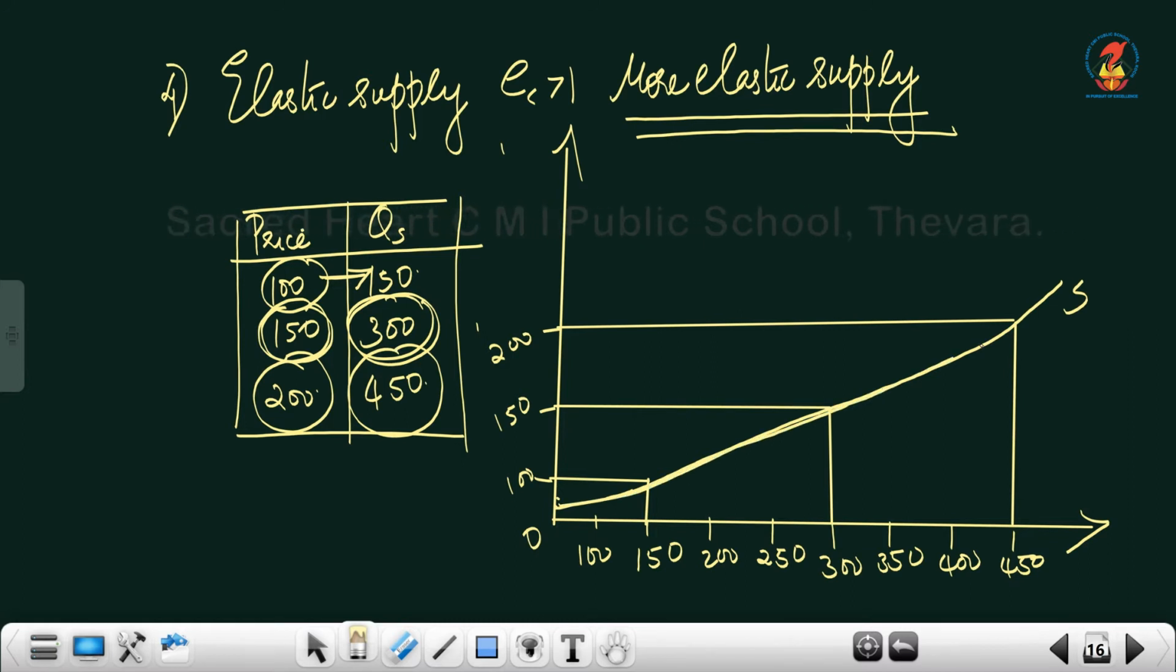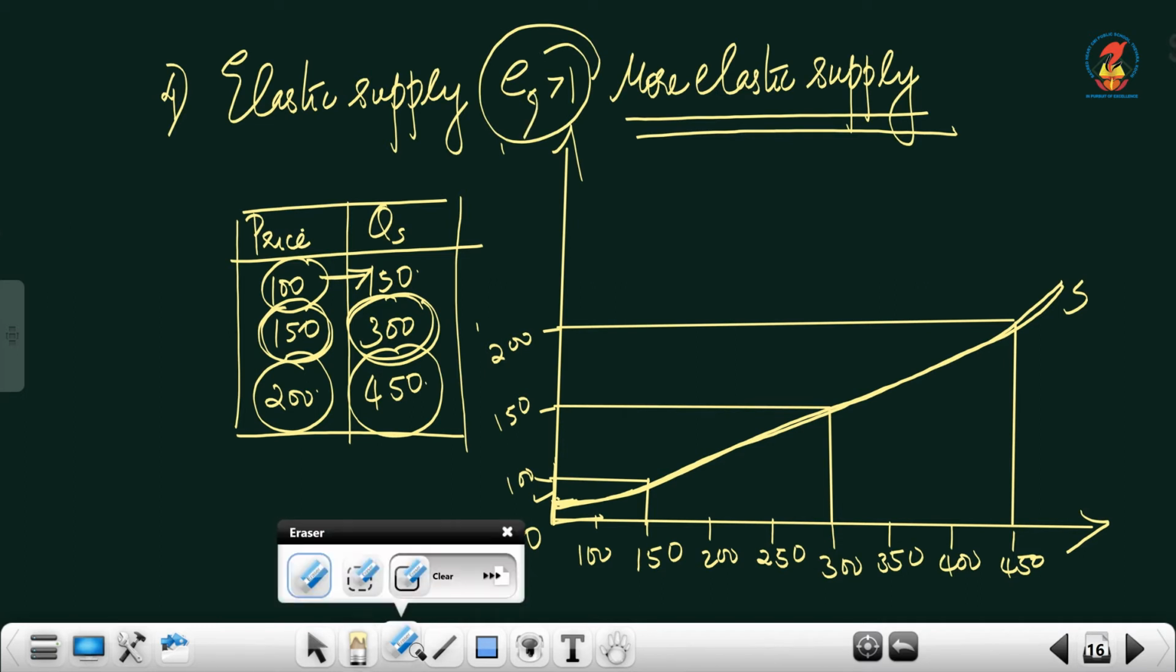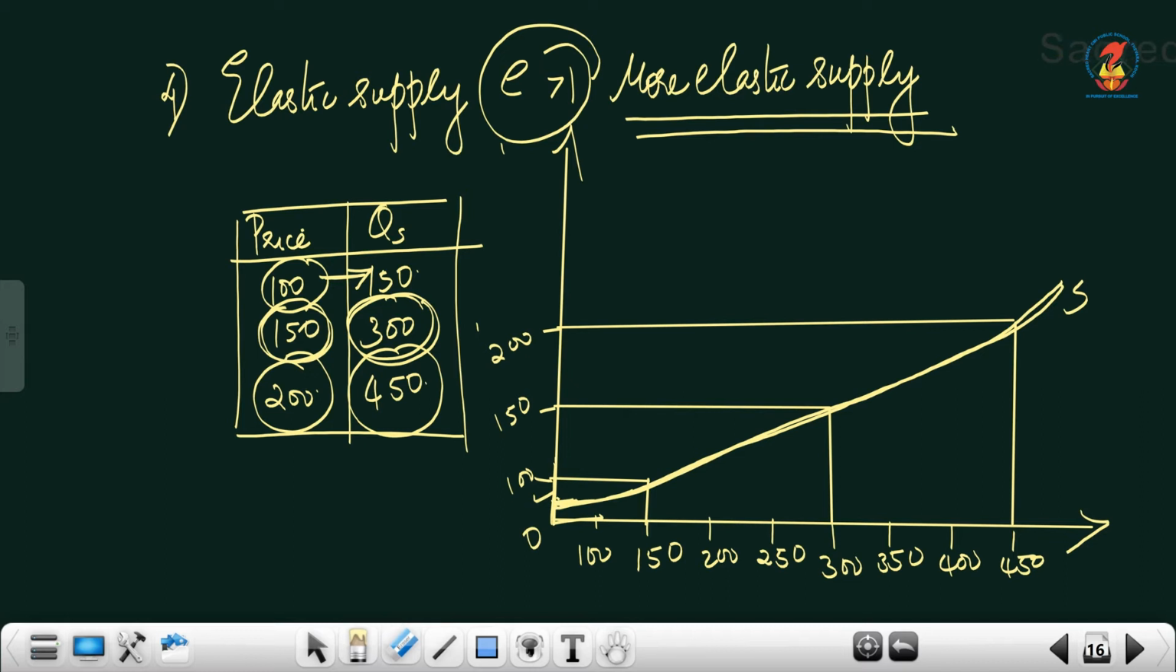You can find the supply curve which we have got with the help of this table. And we can see that the supply curve cannot start from the origin. As it is more broader, it starts from the y-axis. That is the point to be noted. In this case, we can say elasticity is greater than 1.